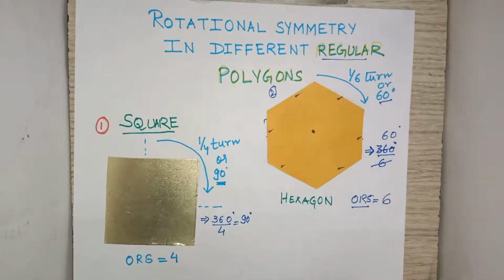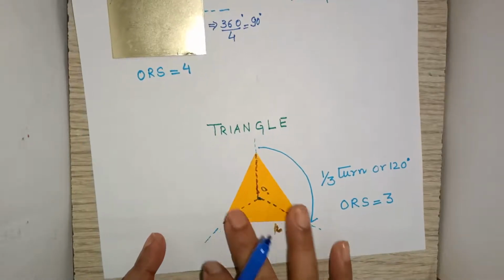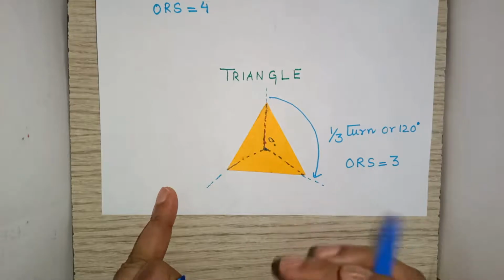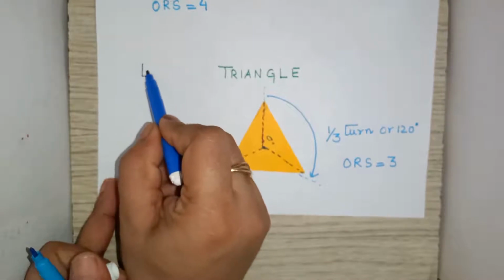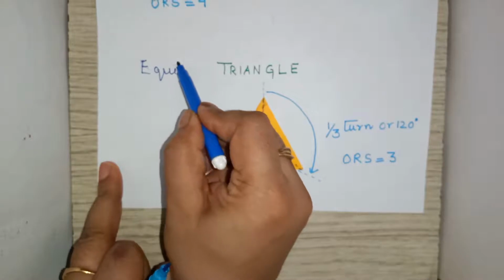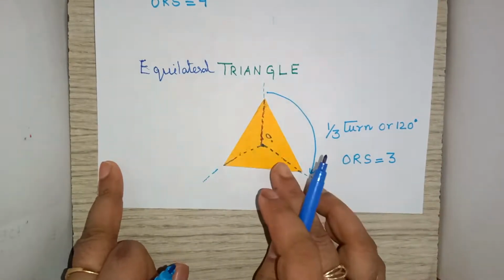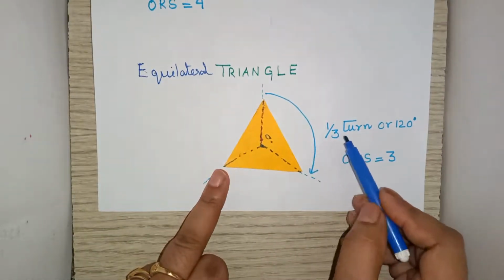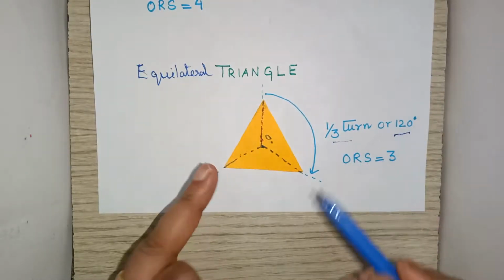Okay, now I am moving to the third shape. You can see here I have one triangle. Now in a triangle children, it has 3 sides. Here I am talking about an equilateral triangle only. As you all know, in an equilateral triangle all sides are equal and all angles are also equal. So in an equilateral triangle, you will get the same original shape after a 1/3 turn or 120 degree rotation.